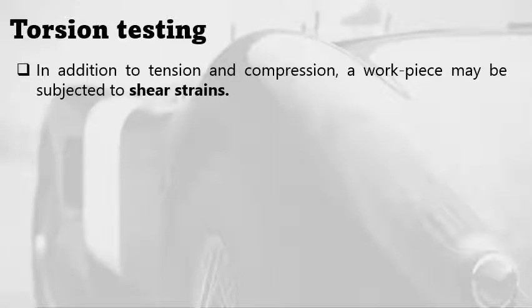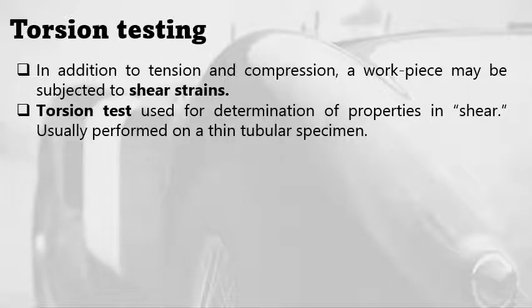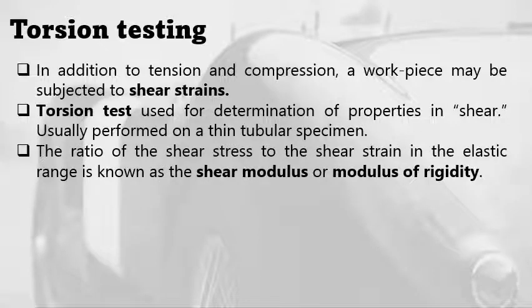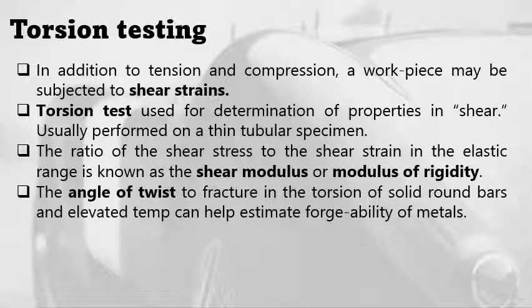So in relation to shear testing is what we call the torsion testing. In addition to tension and compression, a workpiece may be subjected to shear strains. Torsion test is used for determination of the properties in shear. So the specific test for shear is the torsion test. It's usually performed on a thin tubular specimen. The ratio of the shear stress to the shear strain in the elastic range is known as the shear modulus or the modulus of rigidity. The angle of twist to fracture in the torsion of solid round bars at elevated temperature can help estimate forgeability of the metals.